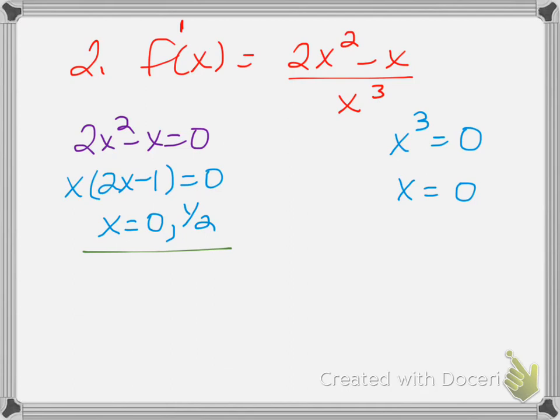So this is the horizontal tangent lines. There's horizontal tangent lines at 0 and a half. And critical points, 0 is already included as a critical point also. So critical points are at 0 and 1/2 as well. Remember that critical points are all these places. Horizontal tangent lines are only these.